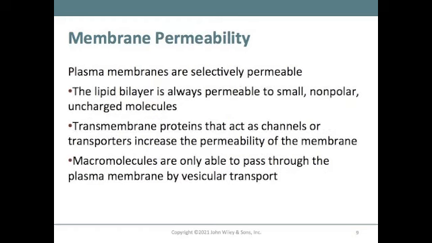Moving on to membrane permeability, the term permeable means that a structure permits the passage of substances through it, while impermeable means a structure does not permit the passage of substances through it. The permeability of the plasma membrane to different substances varies. Plasma membrane permits some substances to pass more readily than others. This property of the plasma membrane is termed selective permeability.